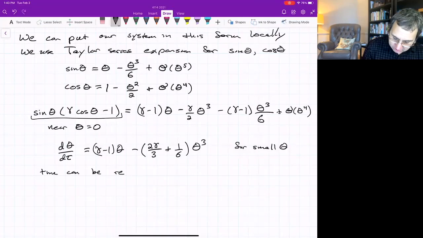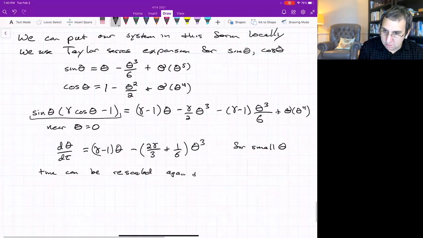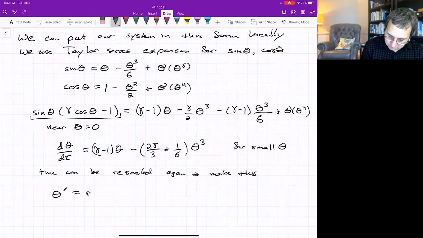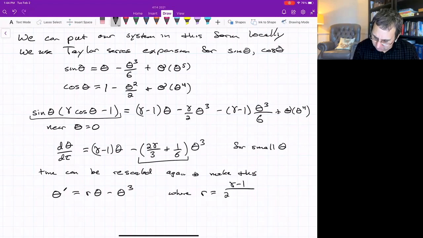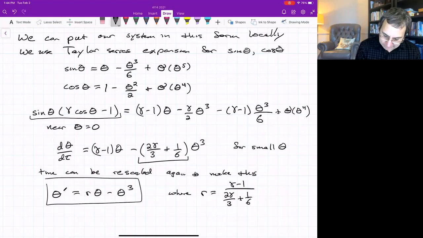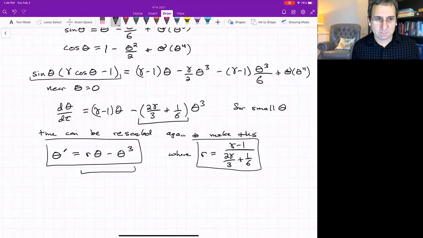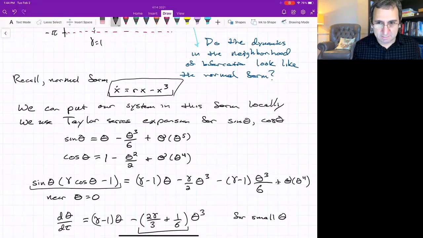Time can be rescaled again to make this equal to theta prime equals r theta minus theta to the third. So we've somehow done a rescaling of time so that this term is equal to 1. And now that parameter r is gamma minus 1 over 2 gamma over 3 plus 1/6. In any case, it looks like the normal form. So locally, it looks like that, and it had to.